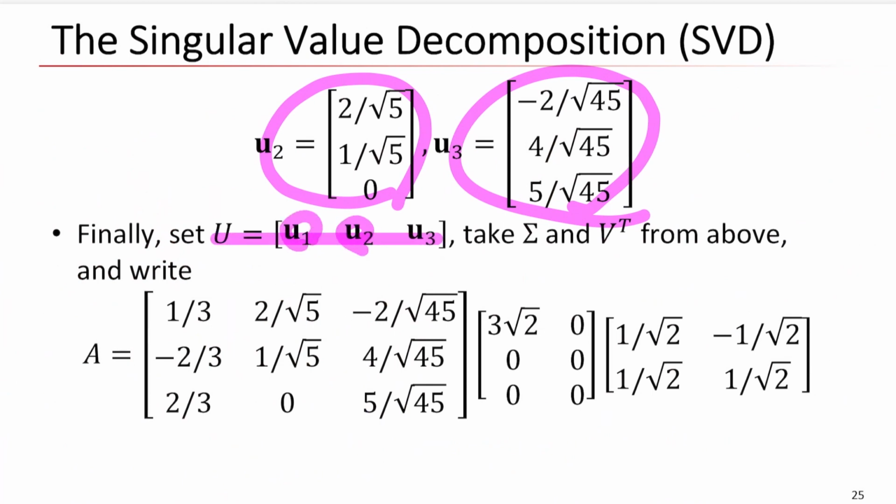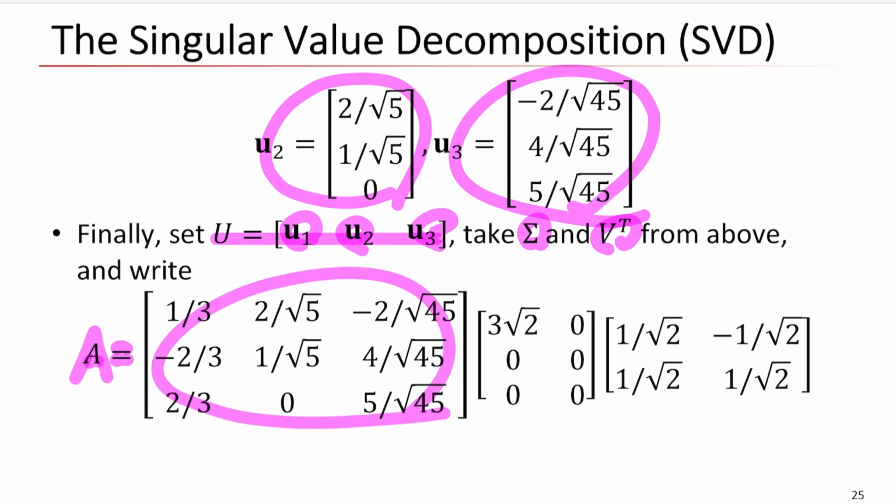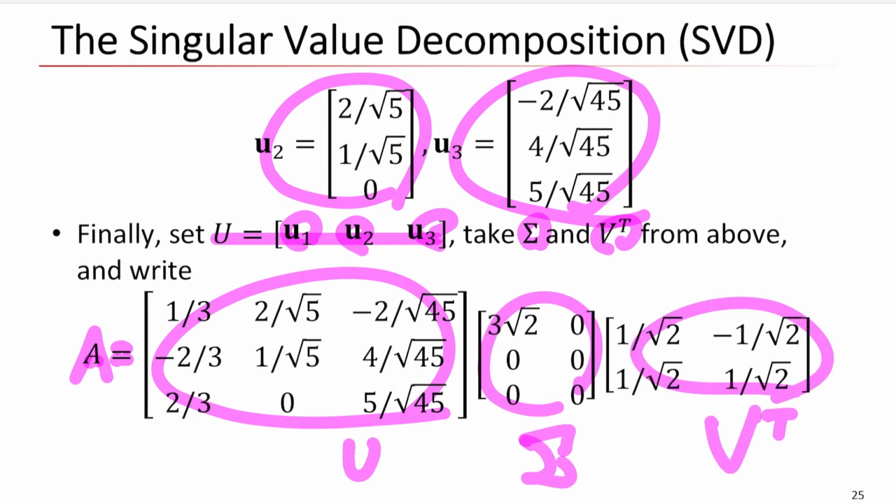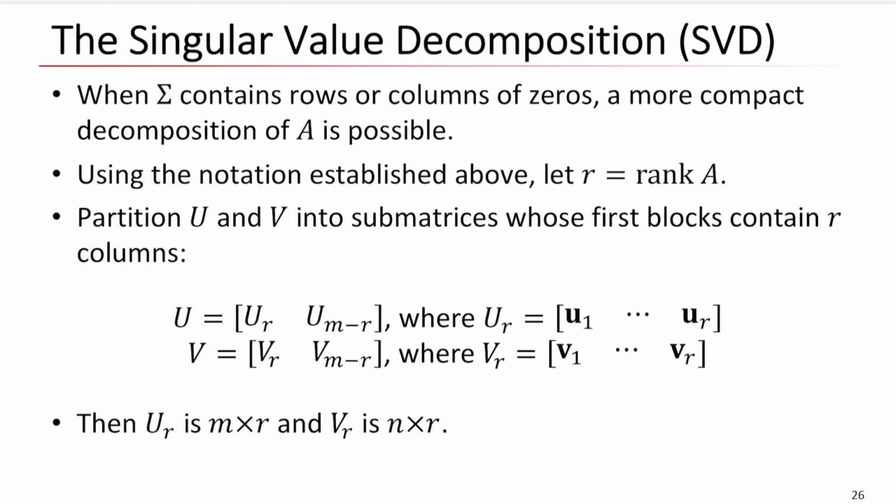The final matrix A is something like this, and we already have the sigma and V. Then we can finally decompose the matrix A as matrix U, matrix sigma, and V transpose. Please remember this is V transpose, not V itself. So this is our final singular value decomposition of the arbitrary matrix A. Okay, so that's it. This is the singular value decomposition.